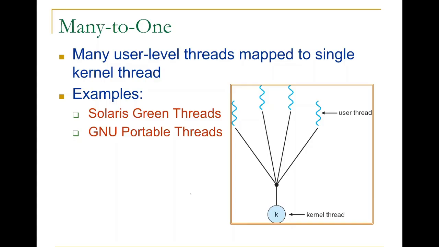Here's a diagram representation of it. Many user level threads are mapped to a single kernel. You can see the different threads, 1, 2, 3, 4. All the user threads are mapped to one kernel, so one kernel of the operating system will handle all these different threads. Examples are Solaris green threads and GNU portable threads.